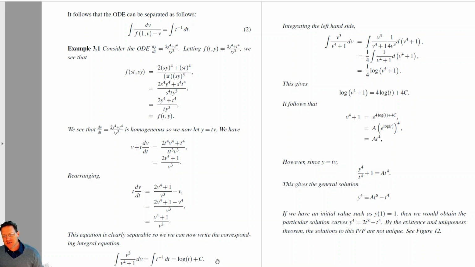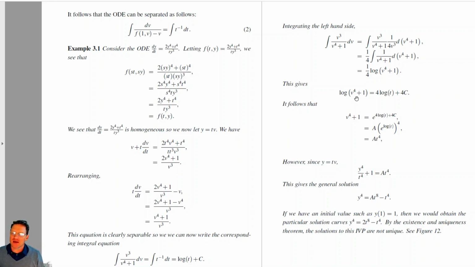Okay, now piecing these two together, we have log of v to the fourth plus 1 is equal to 4 log of t plus 4c, having multiplied throughout by 4. Okay, so we're nearly done. What we would really like is an equation relating just v to t, and if we can, to rearrange that to find y as a function of t, but it's not always easy. Okay, so it follows that v to the fourth plus 1 is equal to e to the power of this right-hand side. So what I'm doing is making this equation here the exponent to base e.